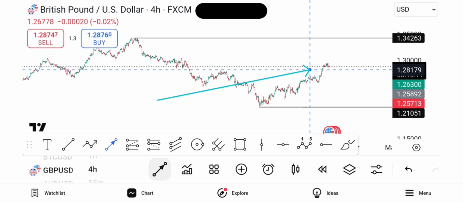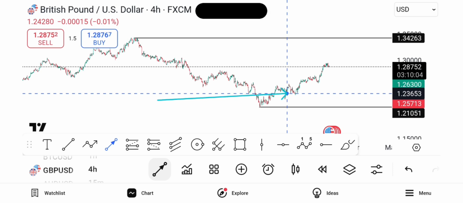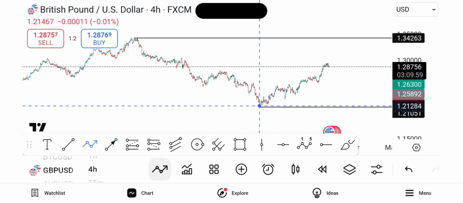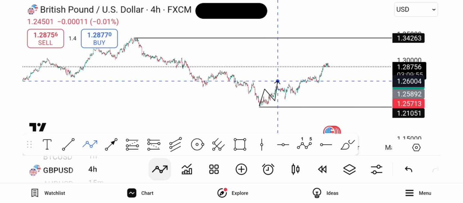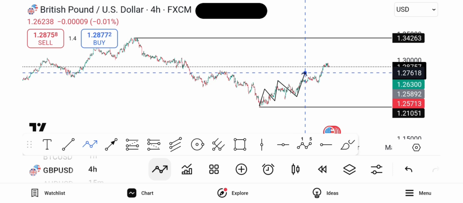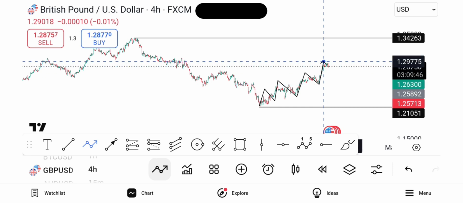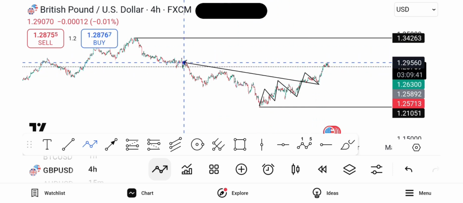Okay, let's see. The market came down to support here, then it formed what we call the higher high, higher low. Then it came higher high, higher low. So it is now here, meaning it's on this zone, this very one here, this lower high.